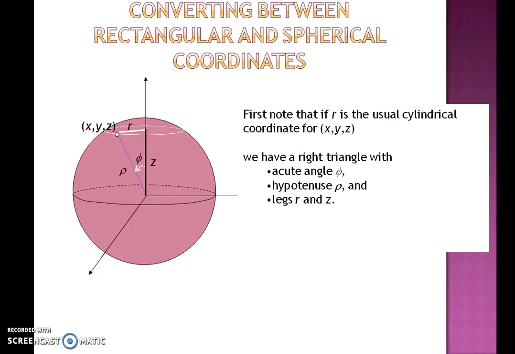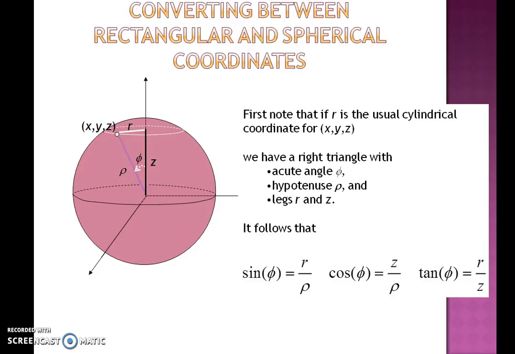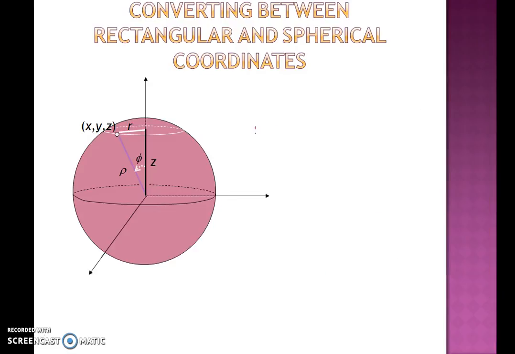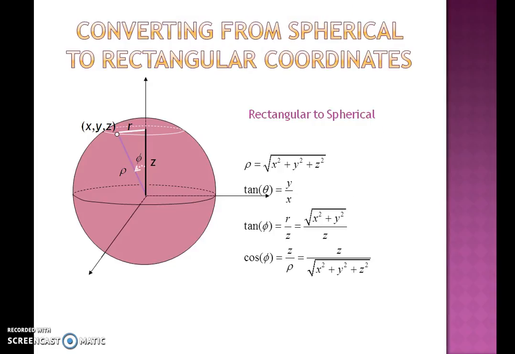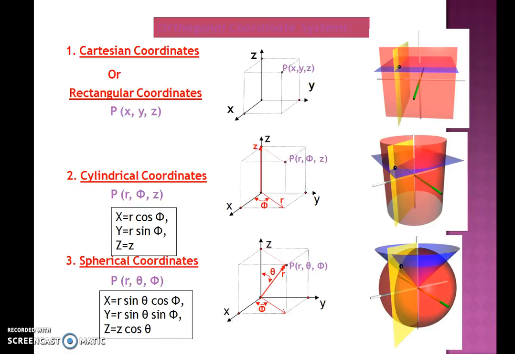So we have a right triangle with acute angle phi, hypotenuse rho, and legs r and z. It follows that sine phi is equal to r by rho, cos phi is z by rho, and tan phi is given by this notation. Now, if a spherical point is given to you and you have to convert it into rectangular, then these equations are used. Similarly, if the rectangular point is known to you and you have to convert it into spherical, use these equations to get these points.